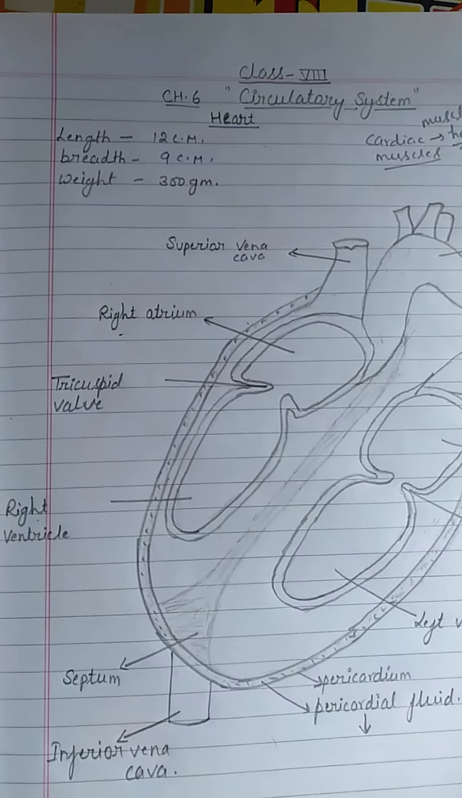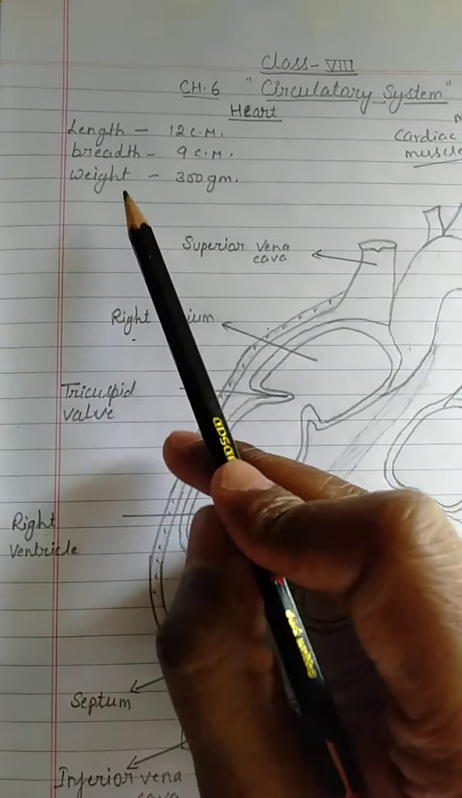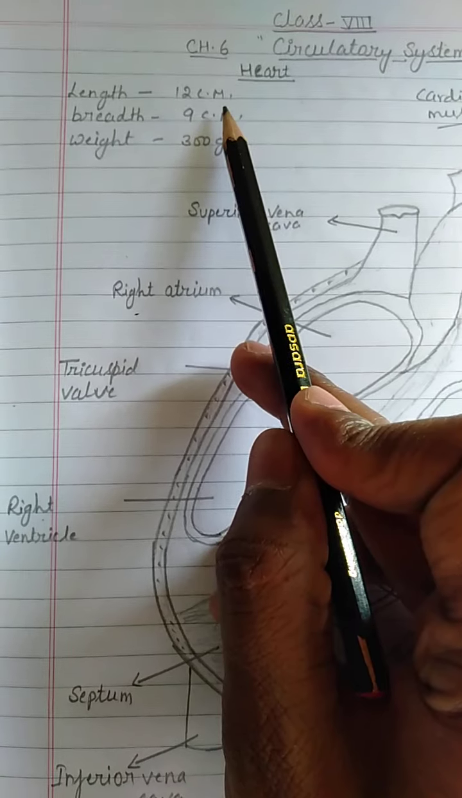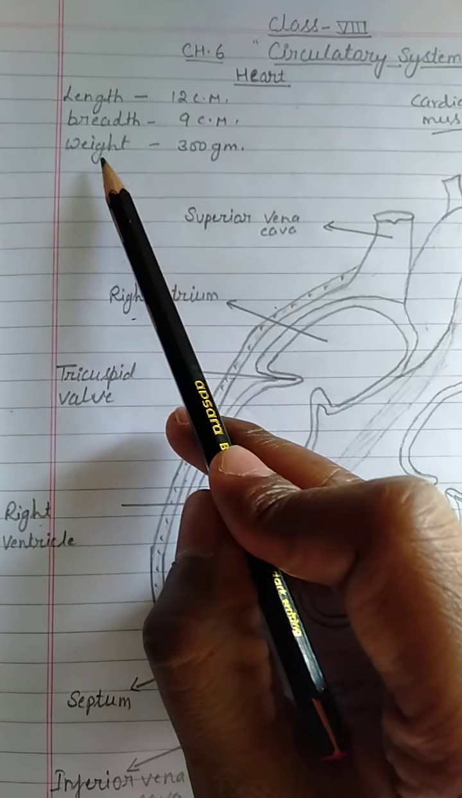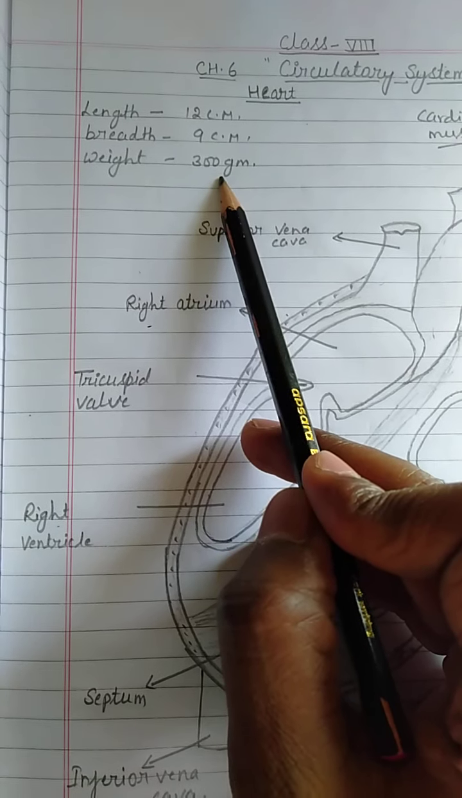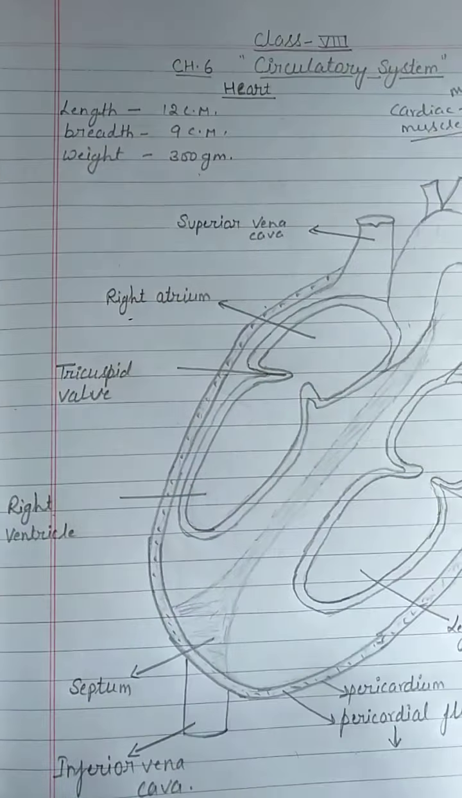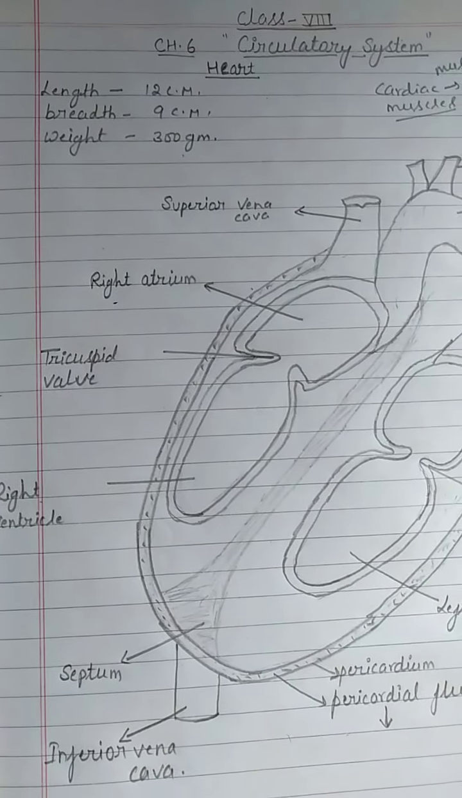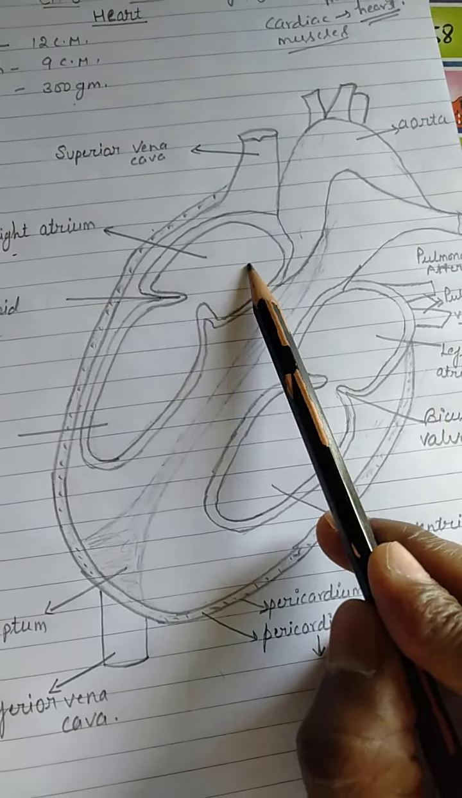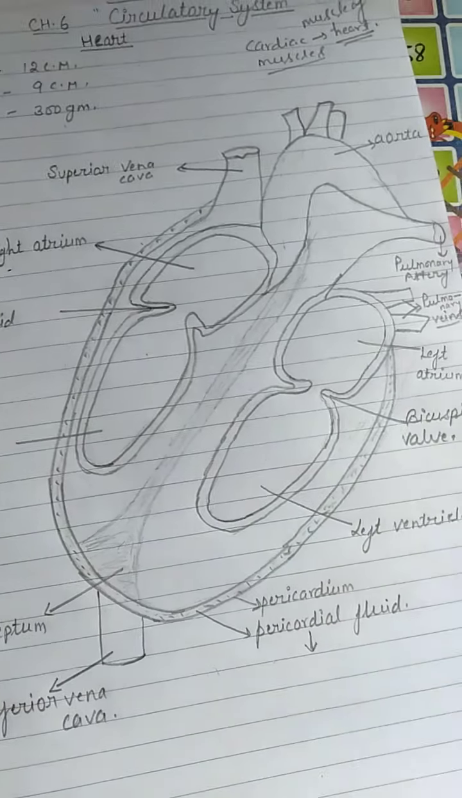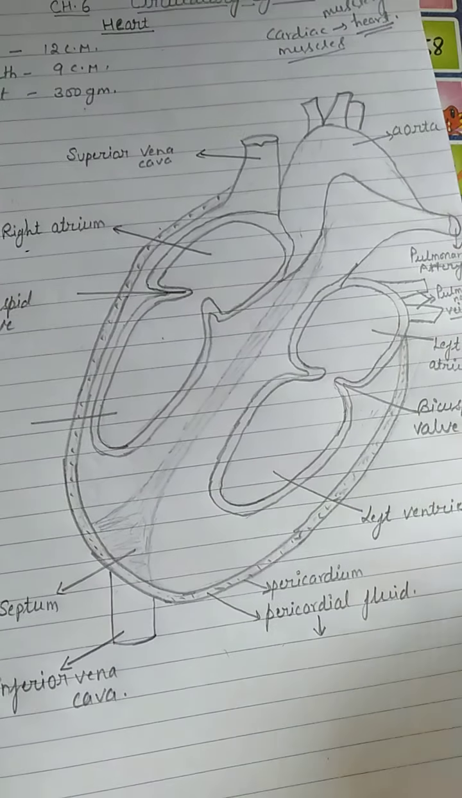Now we'll talk about the size of the heart. The length of the heart is 12 centimeter and breadth is 9 centimeter, and weight of the heart is 300 gram. Okay, 300 gram only I am saying. And the heart is having only 4 chambers. These 1, 2, 3 and 4 chambers the heart is having.